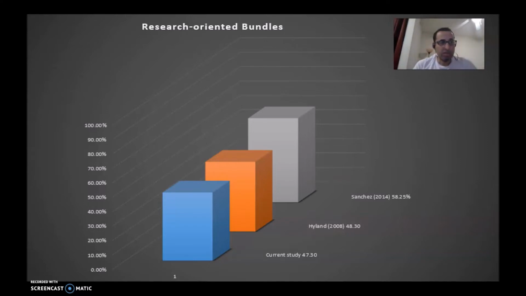So when it comes to research-oriented bundles, it seems this pilot study is consistent with the previous research, especially Hyland 2008. The current study has 49% of lexical bundles that are associated with research-oriented bundles, while Hyland 2008 has 84% of bundles that serve that function. Sanchez is about 10% higher than this current study.